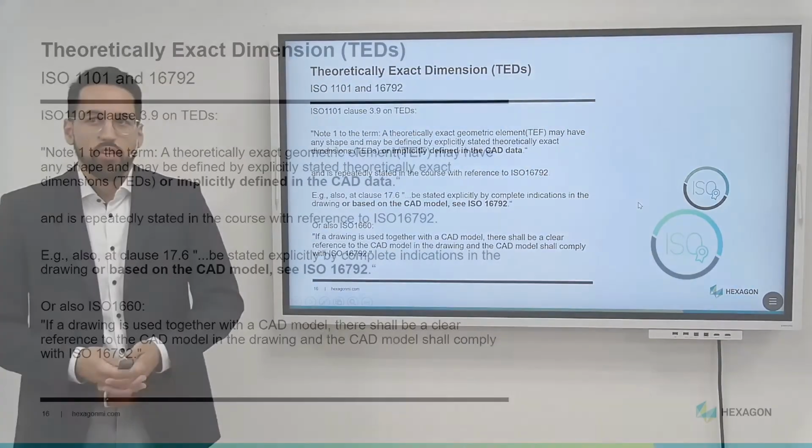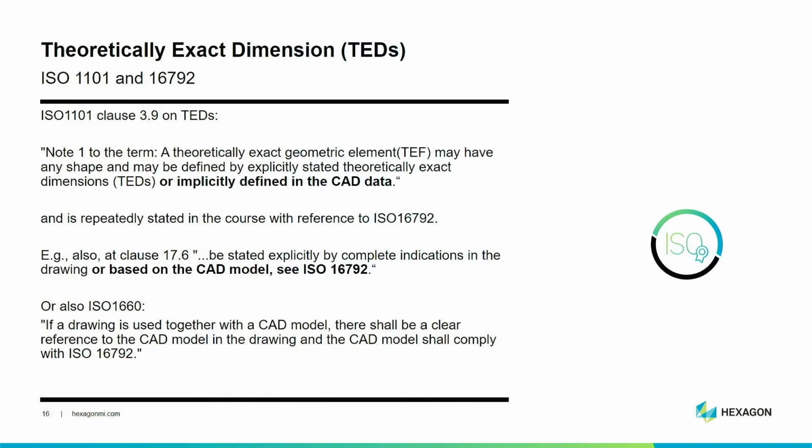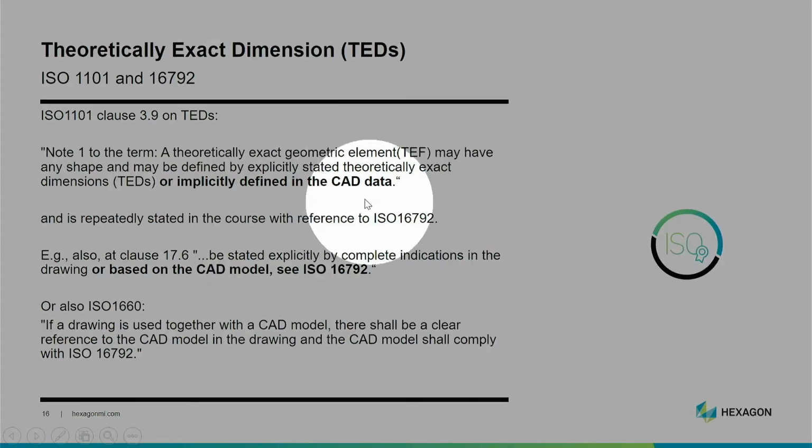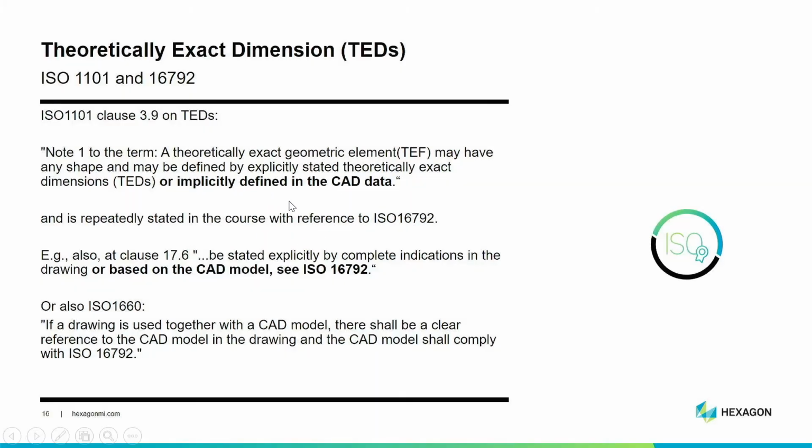Okay, theoretical exact dimensions, also called TEDs. In ISO 1101 and 16792, we have some interesting notes. Like you can see here, the implementation of these TEDs is implicitly defined in the CAD model. Let's see on a specific example what this could mean.